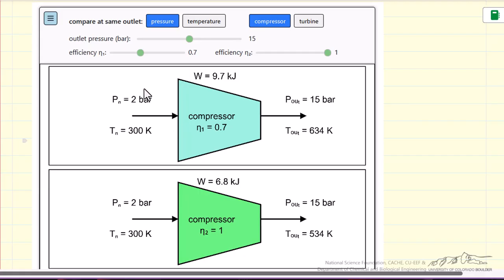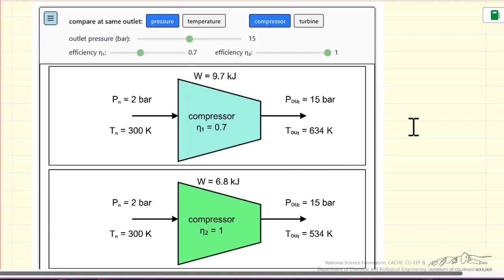So for example, here we're going from 2 bar to 15 bar. In the reversible case, efficiency of 1, the outlet temperature is 534, whereas here the outlet temperature, where the efficiency is only 0.7, is 634. It's hotter because we had to put more work in, and all that work goes, in the energy balance, into raising the temperature for an ideal gas. So significantly higher temperature, significantly more work.